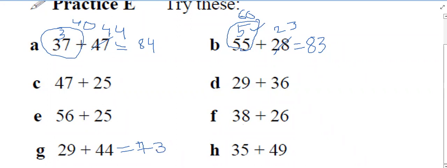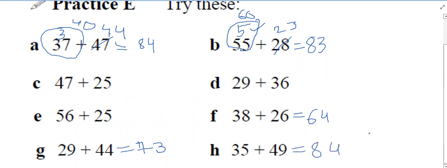Akshara, your question is F. This is the splitting method. 30 plus 20 is 50 and 8 plus 6 is 14. 50 plus 14 is 64. Correct. Then Ritvik, H. 30 plus 40 will be 70. Then 5 plus 9 will be 14. So 84. Correct.